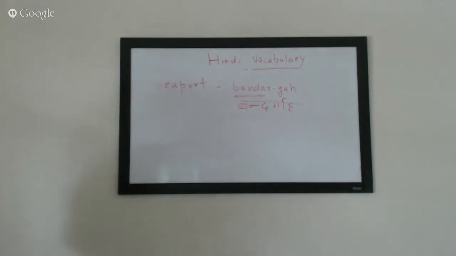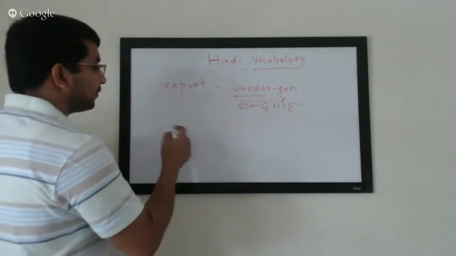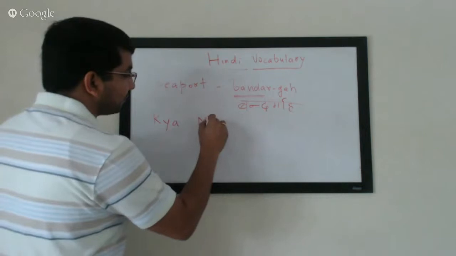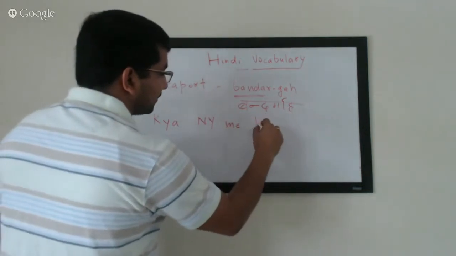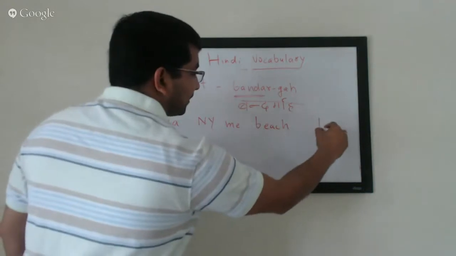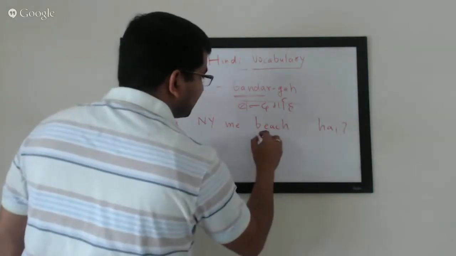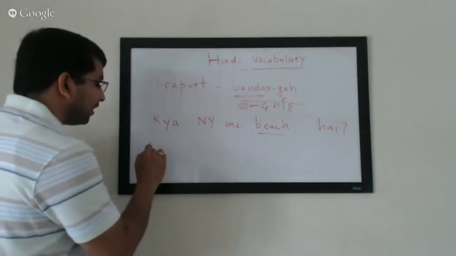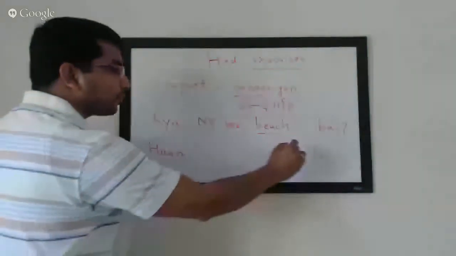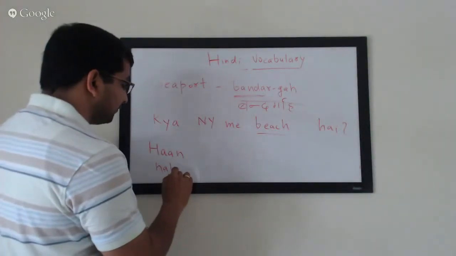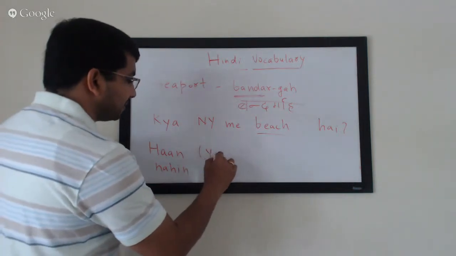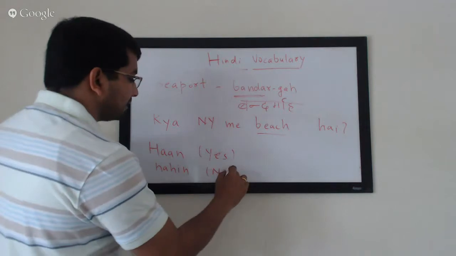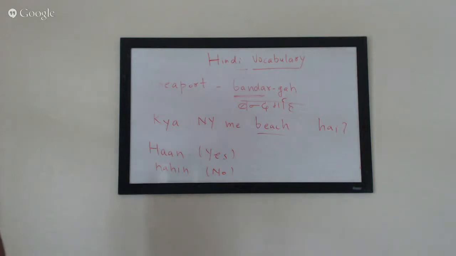If somebody asks you a question like this about your city, let's say they want to ask, क्या न्यूयॉर्क में बीच है? That's one way of asking the question where they're using the English word. क्या न्यूयॉर्क में बीच है? You can respond with हाँ or नहीं. हाँ, न्यूयॉर्क में बीच है, or नहीं, न्यूयॉर्क में बीच नहीं है. So this is yes and this is no.